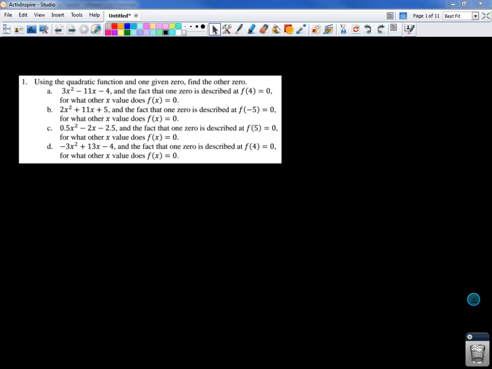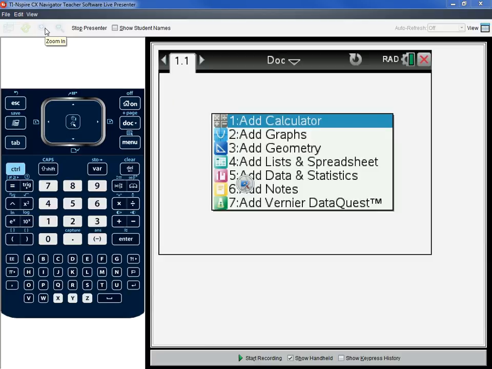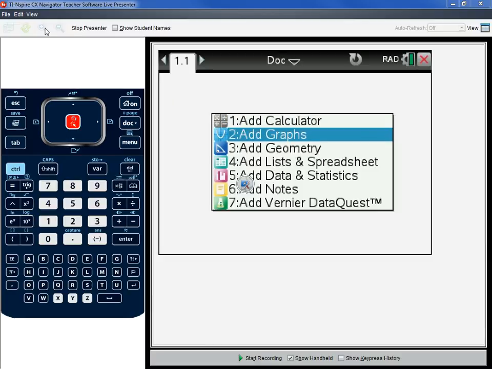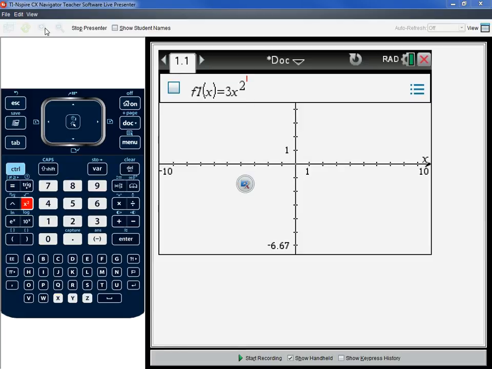Number 1 says using the quadratic function and one given zero, find the other zero. So we're going to do this in the calculator. The first thing I'm going to do is open up a new document, and add a page for graphs. I'm going to enter the equation given on 1a, 3x squared minus 11x minus 4.